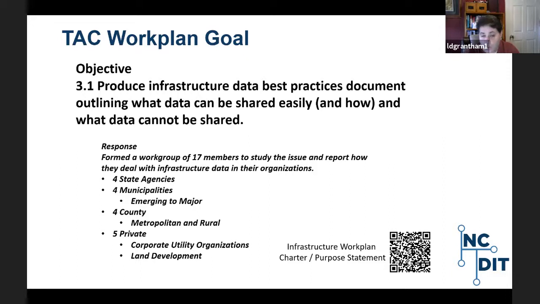The private folks are corporate utility organizations. Duke Power is the representative that we have, or a couple of the representatives we have. We've got some other folks that are in private land development that contribute to the group. The counties and the municipalities were very deliberately chosen from emerging to major, or from metropolitan to rural, however you wanted to look at that. So we wanted to get a good broad footprint of maybe more rural counties, as well as pretty much urban counties, and the same thing for municipalities. Those municipalities that may be smaller in size and in terms of population and resources, but then also those that are very well developed, like Charlotte or Raleigh or Durham.